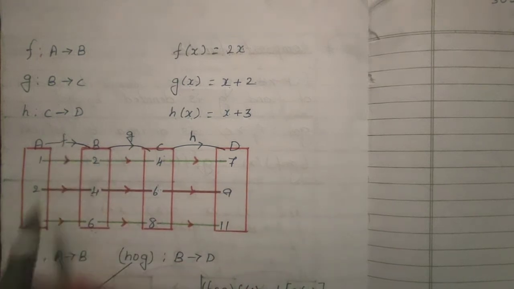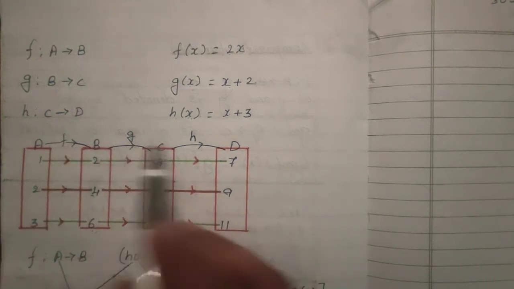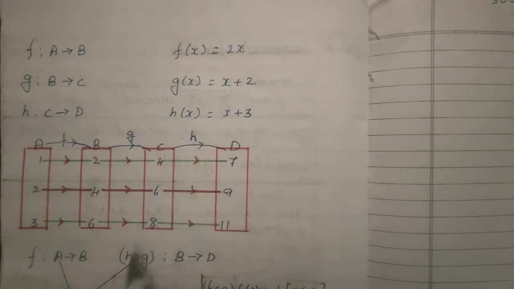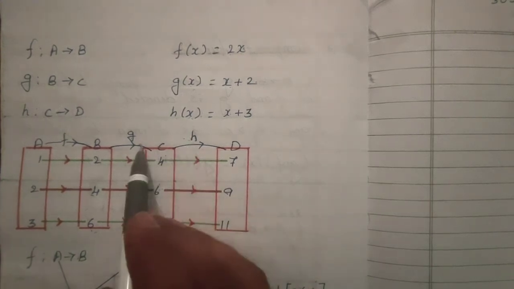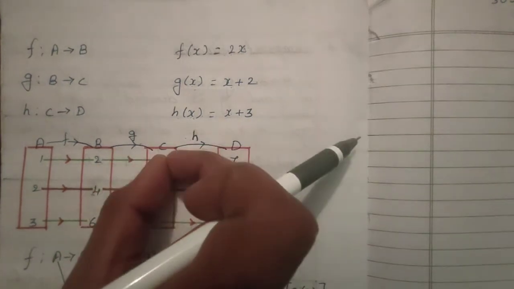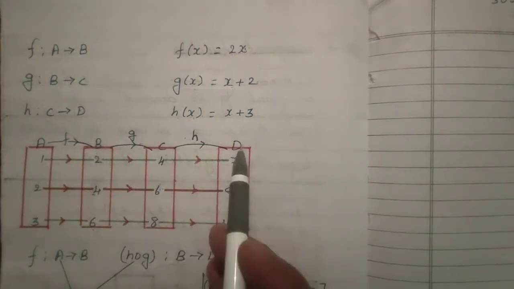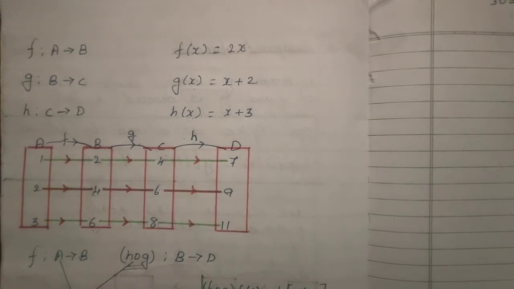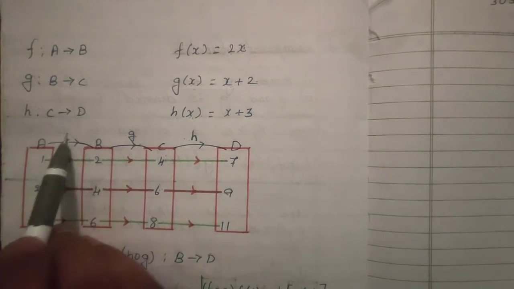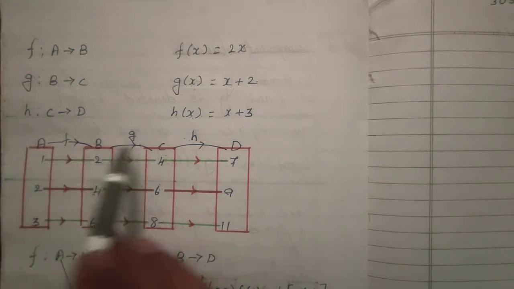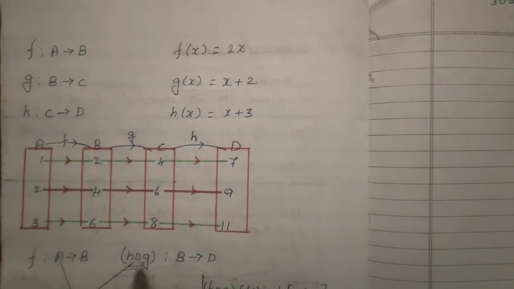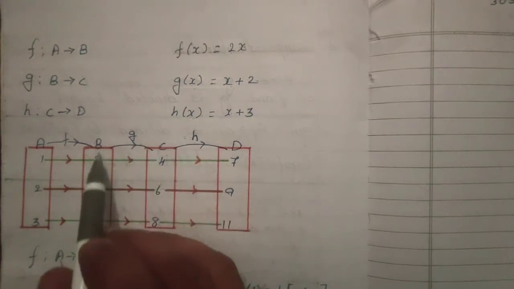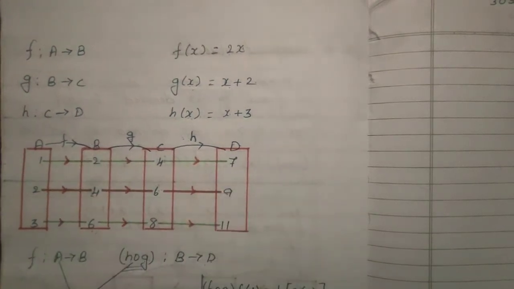Now f is a function from A to B. When I combine these two functions, how to write? I already explained: h of g. h of g means you are combining these two functions, finding the relation from B to D. That's the meaning of h of g. f is a function from A to B. When you combine these two functions, that is denoted by h of g, telling the relation from B to D.